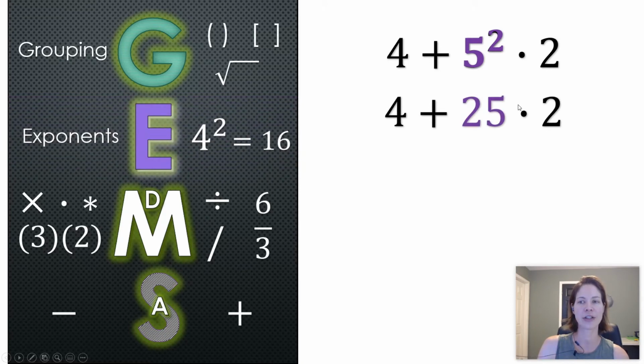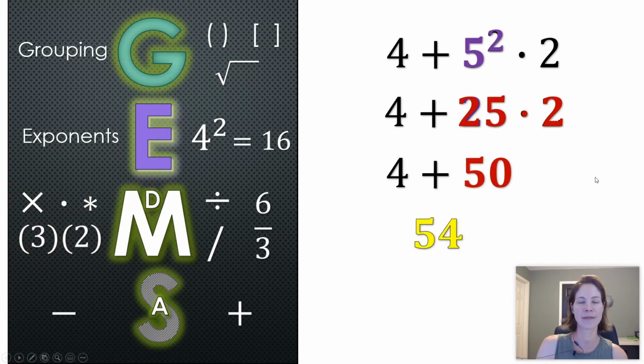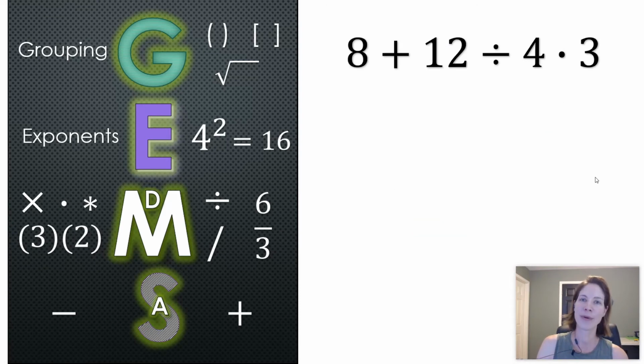Now we have addition or multiplication. So we come down here and multiplication happens before addition. So 25 times 2, which is 50, only have one operation, so we just simplify, and the answer is 54. What about with this one?